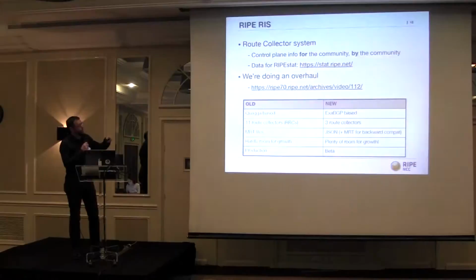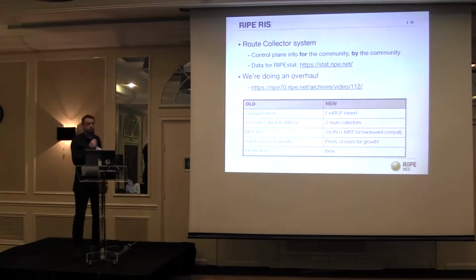Current status is we're doing an overhaul of this system. The old system was Quagga-based. We had 11 route collectors, but they were filling up. There were scaling issues. It's still our production service, but we're moving towards a new system that is XBGP-based. We have 3 route collectors up, JSON-based, with MRT files for backward compatibility. But most importantly, there's plenty of room for growth there. Currently in beta stage, but progressing really well.